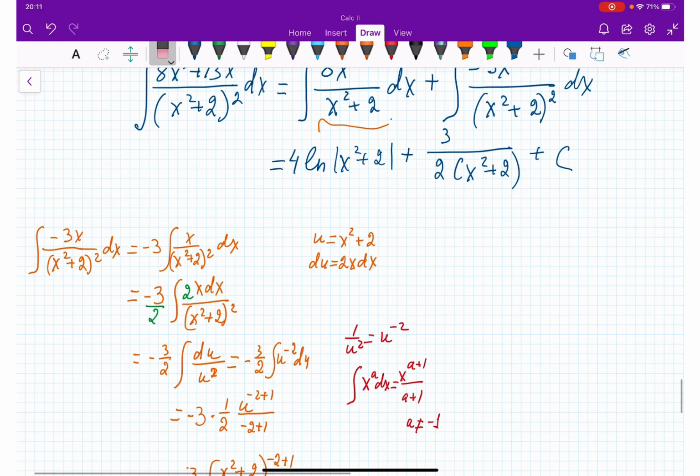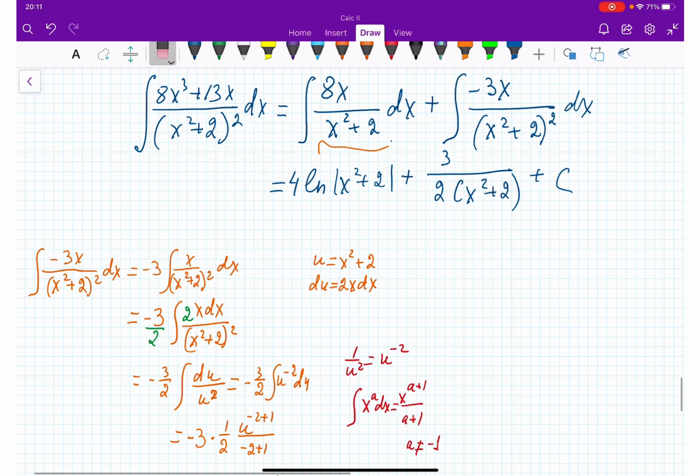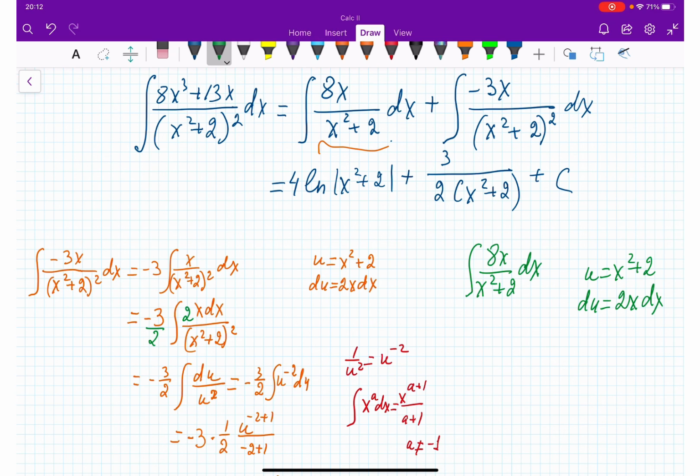All right. Since I solved this one, I might as well solve the other one also. This one, integral 8x over x squared plus 2 dx. So first of all, we are going to substitute u is equal x squared plus 2. And from here, du is equal to 2x dx. Okay, so 8 we take out. Hold on, we need 2x dx. So I'm going to leave here 2x dx, and 4 I'm taking out.